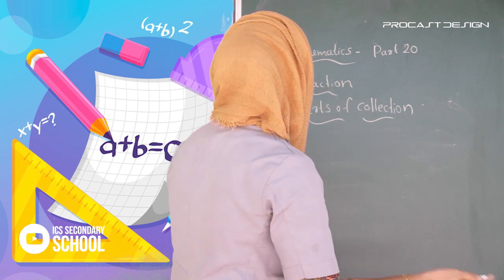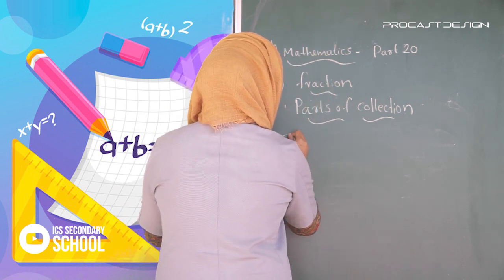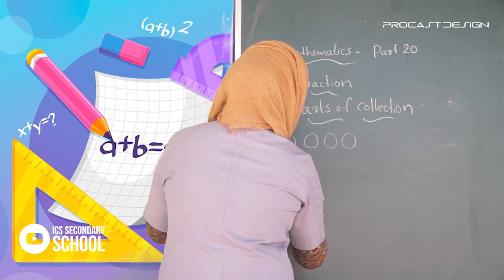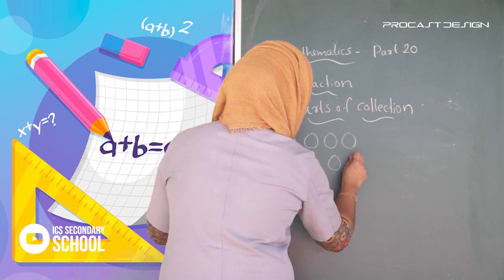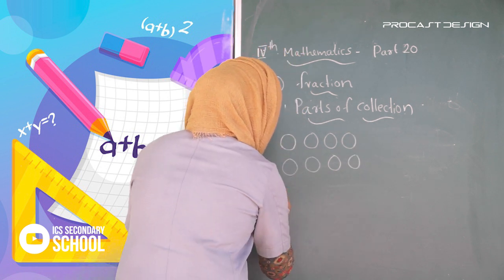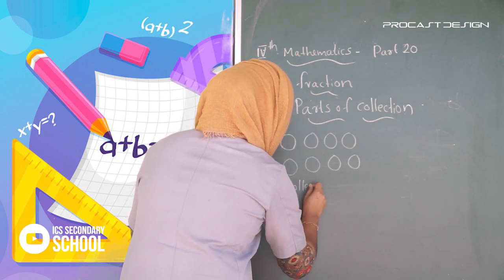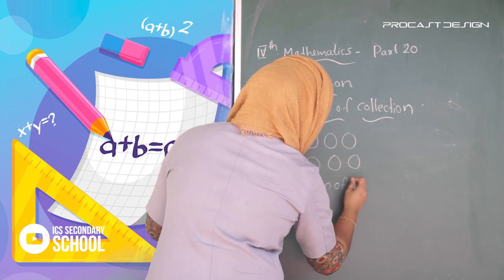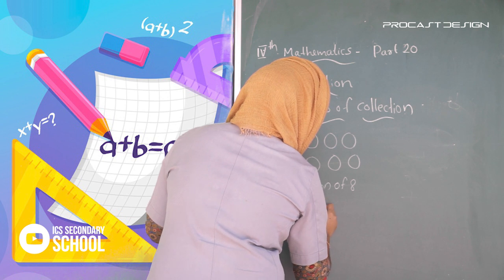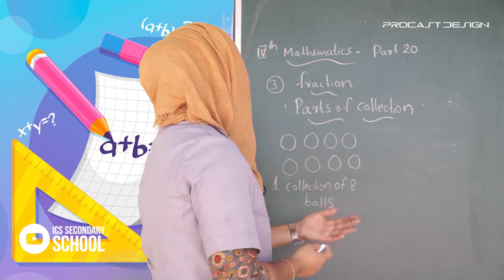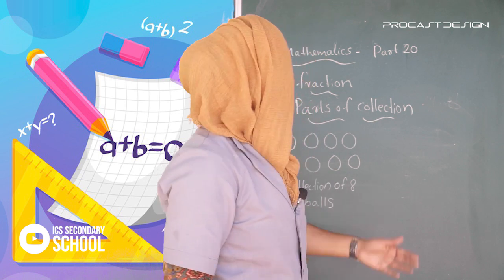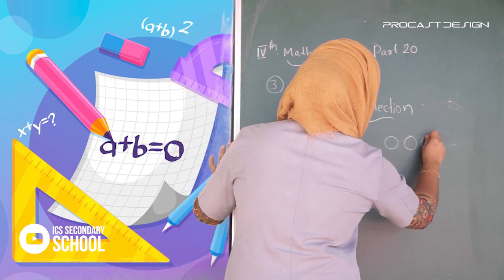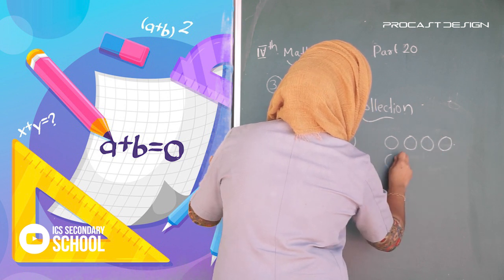I will write an example. Here there are some balls, a collection of balls. One collection of 8 balls. Okay. Next, we can find out half of the 8 balls.